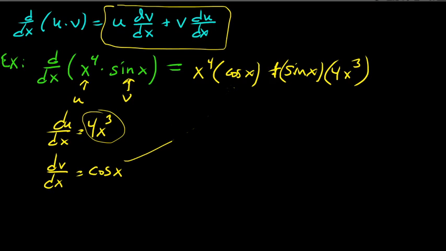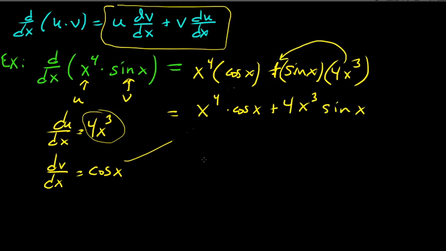but I think we can probably rewrite this a little bit nicer. So this is going to be x to the 4 times the cosine of x. And then why don't I bring the 4x cubed in front times the sine of x. And that's probably good enough. Let me just write it a little bit better: x to the 4th cosine of x plus 4x cubed times the sine of x. That's good enough.